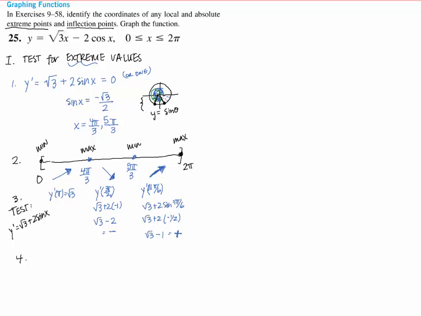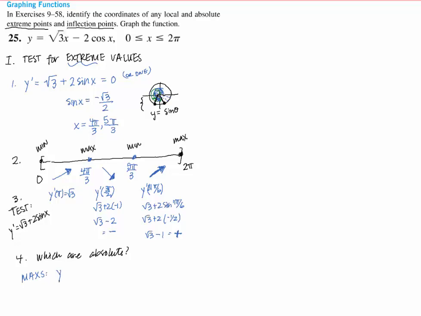So now that we have these max and min, we have to decide which one's absolute. Like you could say they're all relative, max and min, so whatever we've labeled. But which ones are absolute? To answer that question, we need to evaluate the original function at those points so we can see what value we get. So let's consider the maximums first.